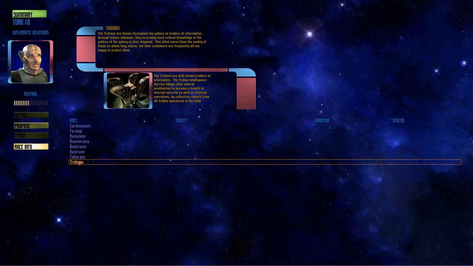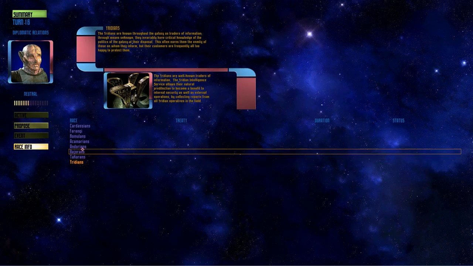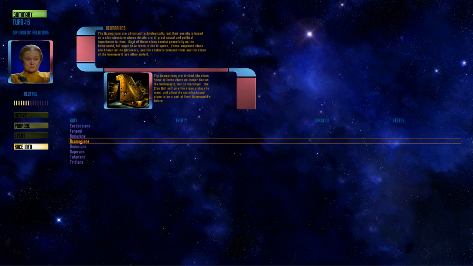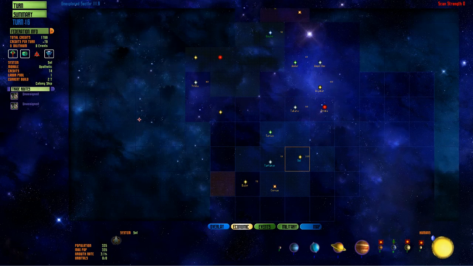Physics Institute. Intelligence Services. And Advanced Technology. Technologically, I don't know. So let's trade with the Bajoran first, since they are right next to us.